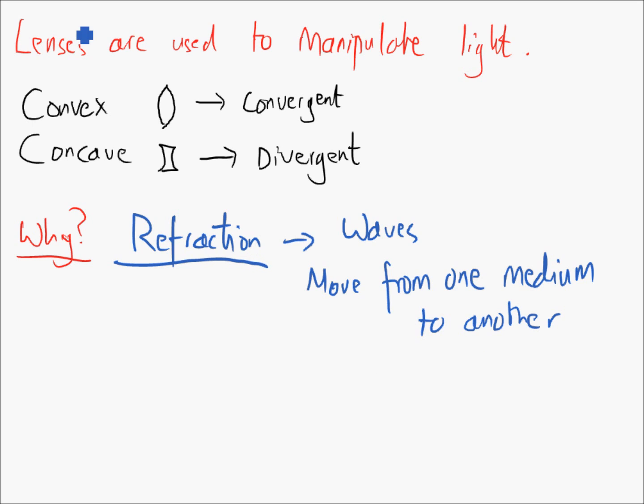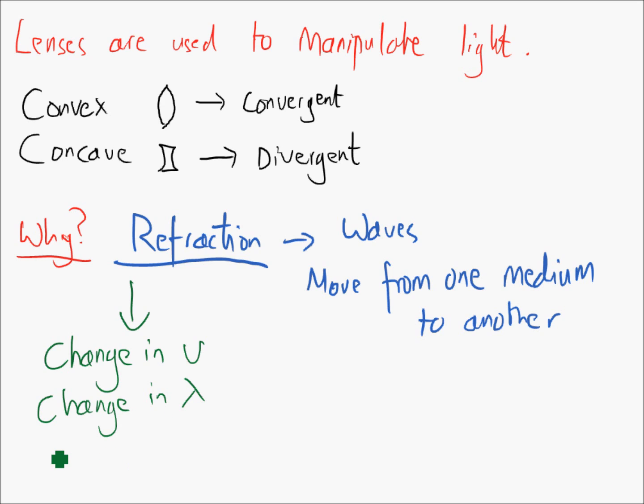Well, what actually does that mean? What do we see happening then? We get a change in speed, we get a change in wavelength, and we get a change in direction. So if we get a change in speed, a change in wavelength, and a change in direction, this is the one that we're worrying about here at the moment with these lenses.